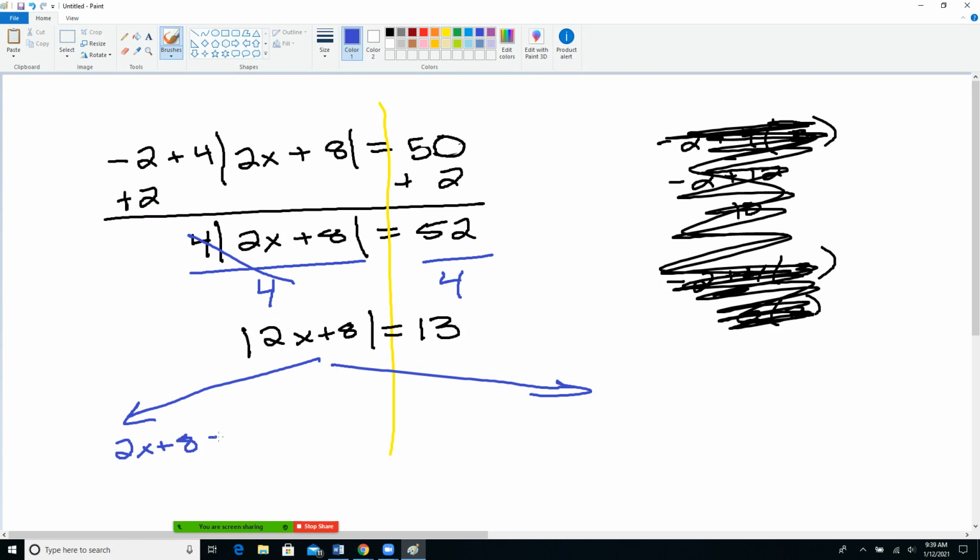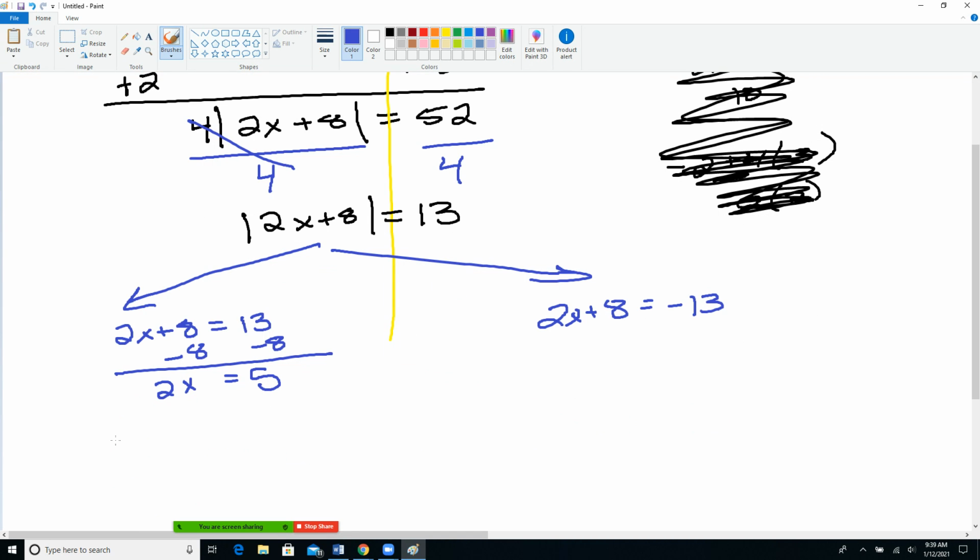2x plus 8 equals 13. 2x plus 8 equals -13. Subtract 8 from both sides. 2x equals 5. Excuse me. And then I divide by 2. So x equals 5/2.